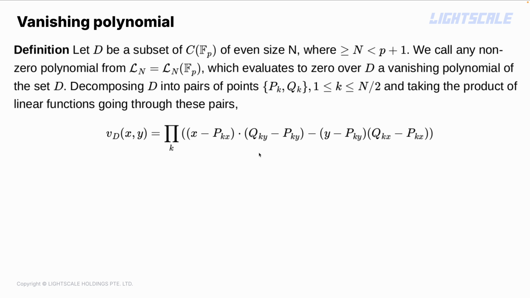So I can understand that this is going to be 0 over pk, because there's an x minus pkx and y minus pky. What about, say, then, I understand that this is going to be 0 when x and y is one of the pk, but it's going to be 0 more than that.